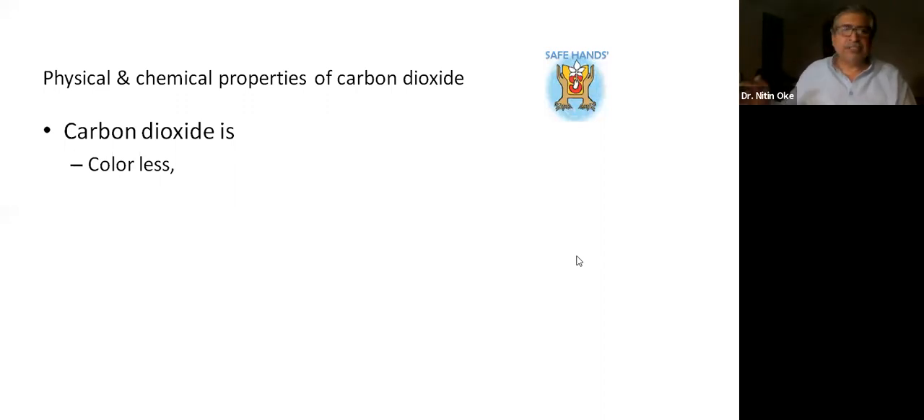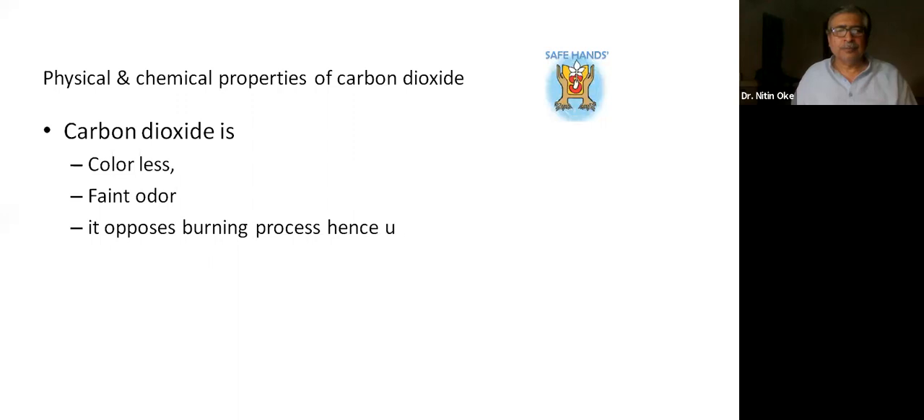So we have seen the physical properties with our own eyes. Carbon dioxide is colorless. Whenever you do the experiment, you can see that it has a very faint odor. If your nose is really sensitive, you can feel that. It opposes the burning process, hence it is used as a fire extinguisher. We have seen that very clearly.